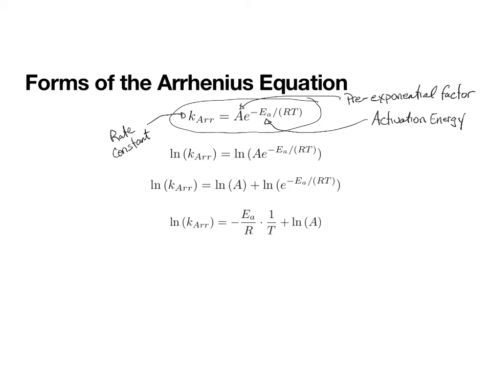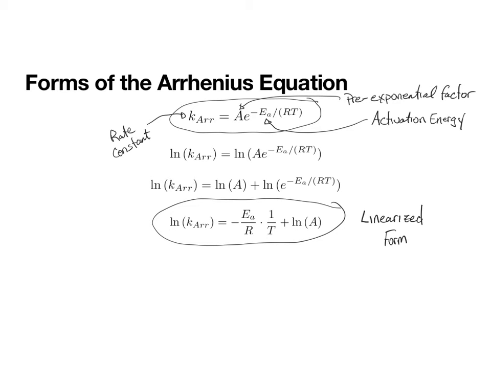So this is probably not the form of the Arrhenius equation that you've worked with before. So let's work to turn it into the form that you are more familiar with. To do that, we first take the natural log of both sides. And then if I do some algebra and apply my log rules, I can come up with this form of the Arrhenius equation. And this is what we would call the linearized form.